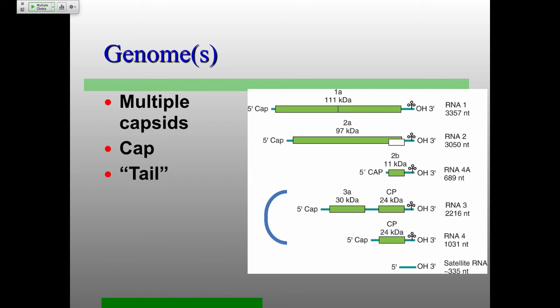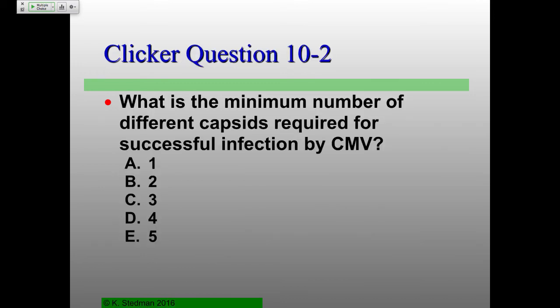But I will ask you this next question for clickers. Let's go for another 100%. Oops, if I turn it on, that might help. What's the minimum number of different capsids required for successful infection by CMV? Come on, let's go. Yes, finally.